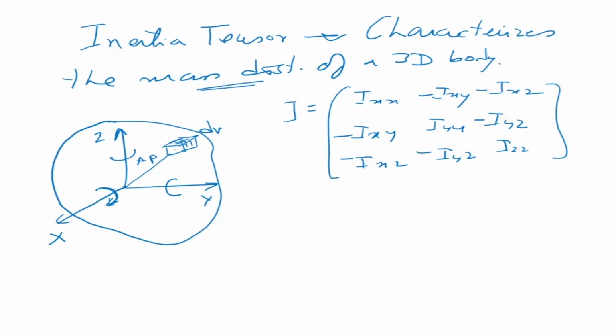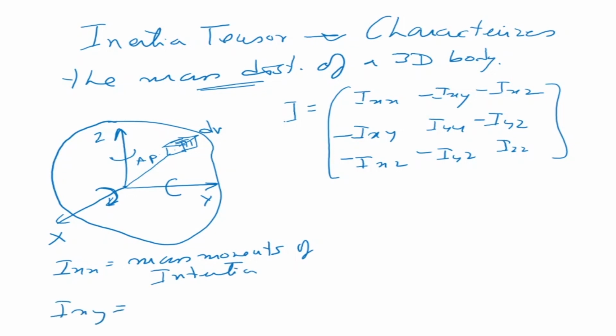So this characterizes the mass distribution of a body, and Ixx, Iyy, Izz are called the mass moments of inertia. And what is Ixy? It is the product of inertia, the mass product of inertia.